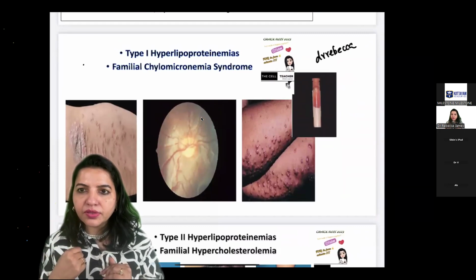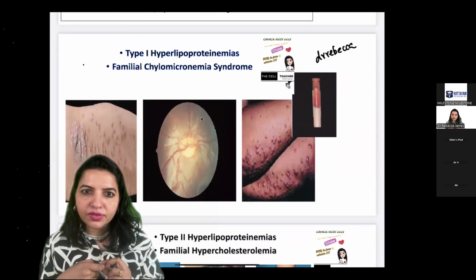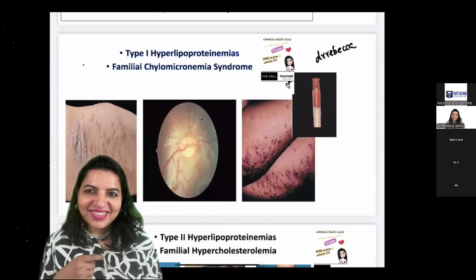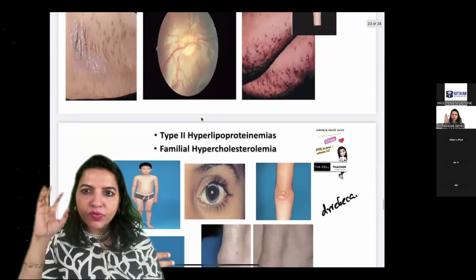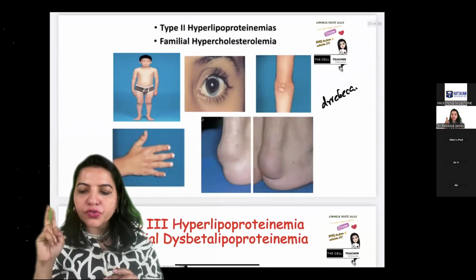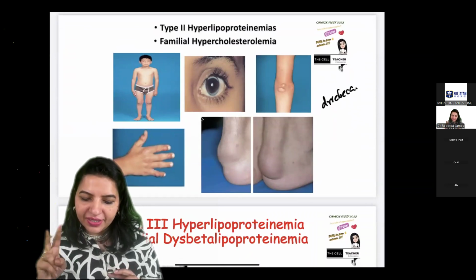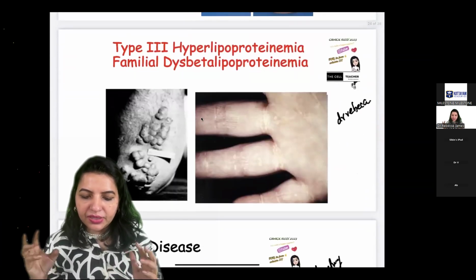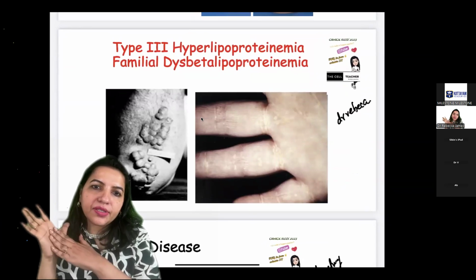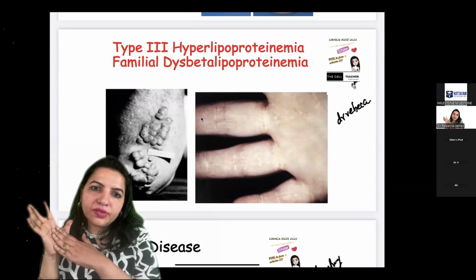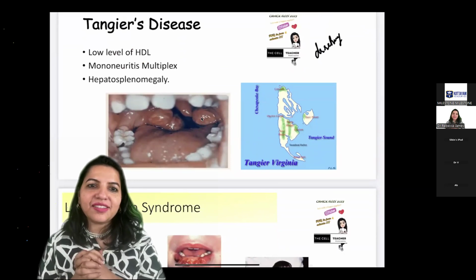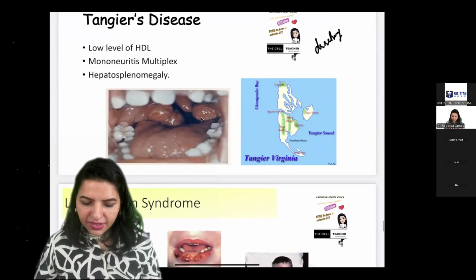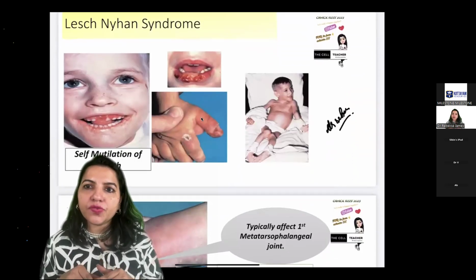Eyes, what are you seeing? Yes, lipemia retinalis, correct. And eruptive xanthoma, and that white color, lactescent plasma, is also there. Disease of two: two eyes, two tendons, Achilles tendon, that is type 2. Type 3 is tuberoeruptive xanthoma, and the palms you can see, what is that? Palmar xanthoma, correct. This is not the classical picture, but still orange colored tonsils. That is Tangier disease.